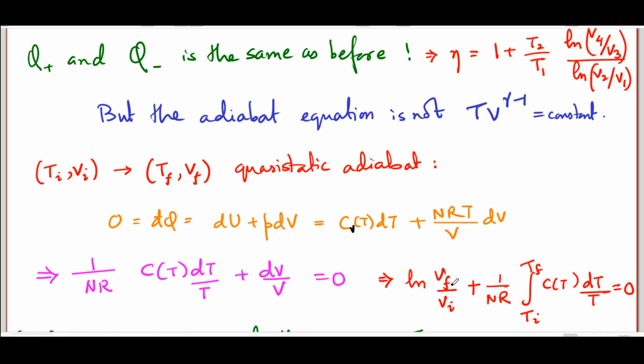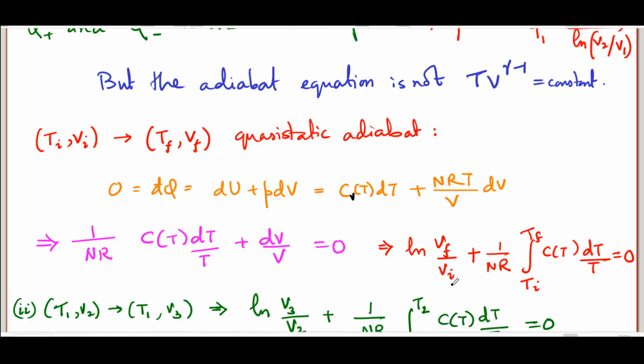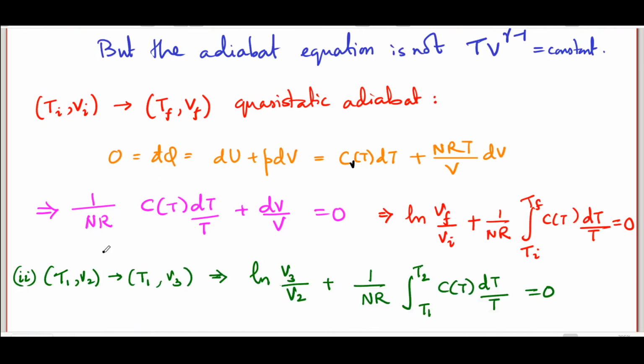Now let us use this equation for the two adiabats we have. T1 V2 to T2 V3 is one adiabat. Here the final volume is V3, the initial volume is V2. So this term simply becomes log of V3 by V2 plus 1 by nR. The initial temperature is T1 for this process, the final temperature is T2, and this integral is what you have. Once again, an explicit formula can be obtained here only if we know C of T. However, as we will soon see, we don't really need to know that.